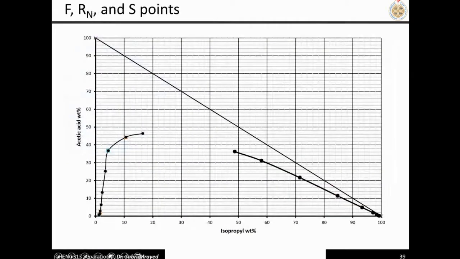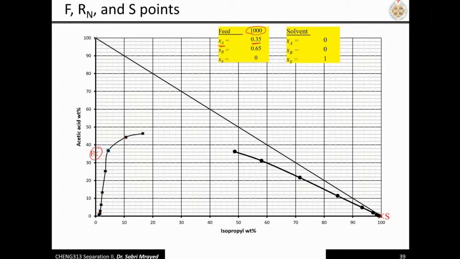Now we're going back to this diagram. I have the feed given as 1000, and the XA is 0.35, which is the composition of the feed. So this is my feed point here. Second one is solvent. I know the solvent is pure, so that's why my solvent is 100%, and this is my solvent here. Okay. Now I have to draw the line between F and S, and this is the line.